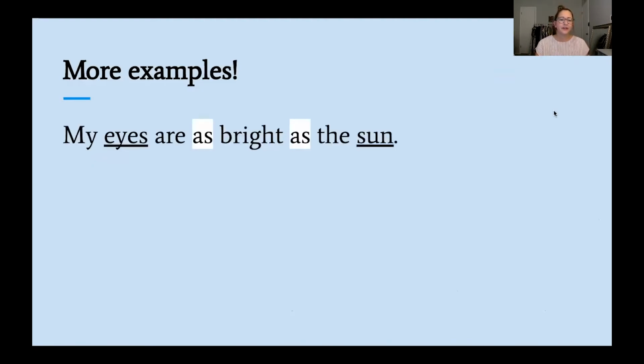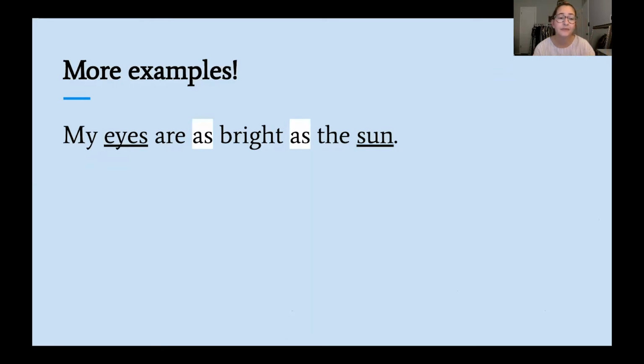So here's one that I wrote. My eyes are as bright as the sun. In here you can see that we use the word "as" twice. The two subjects that we're comparing, or the two things that we're comparing, are my eyes and the sun. And so I wrote that my eyes are bright.